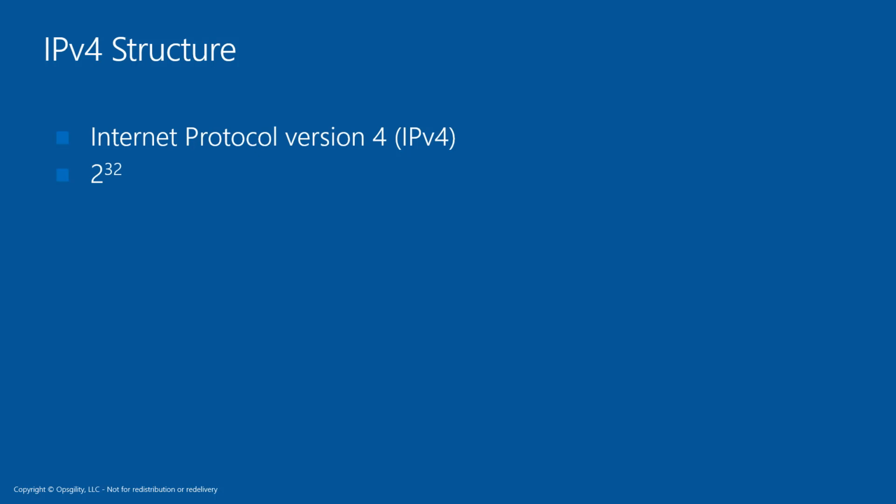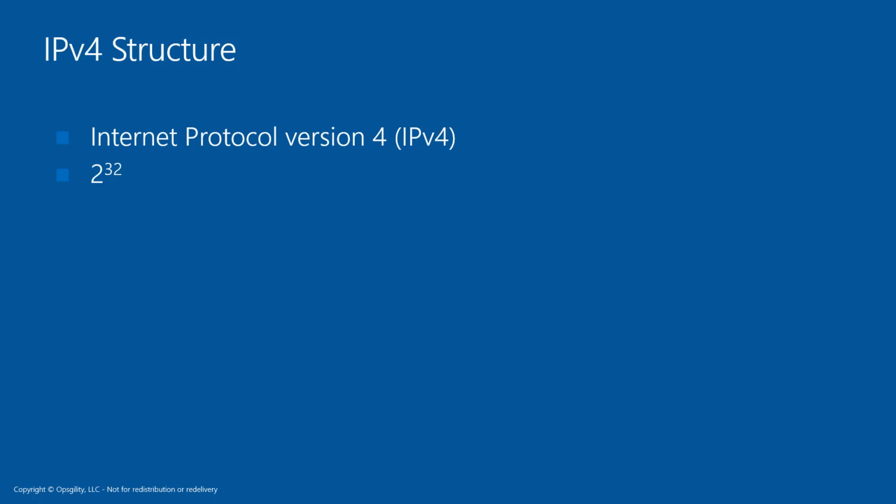IPv4 uses 32-bit addressing, which allows a total of 4,294,967,296 addresses. So that basically means it's 2 to the 32nd power. If you use your calculator on that, you'll know exactly that that number is accurate.